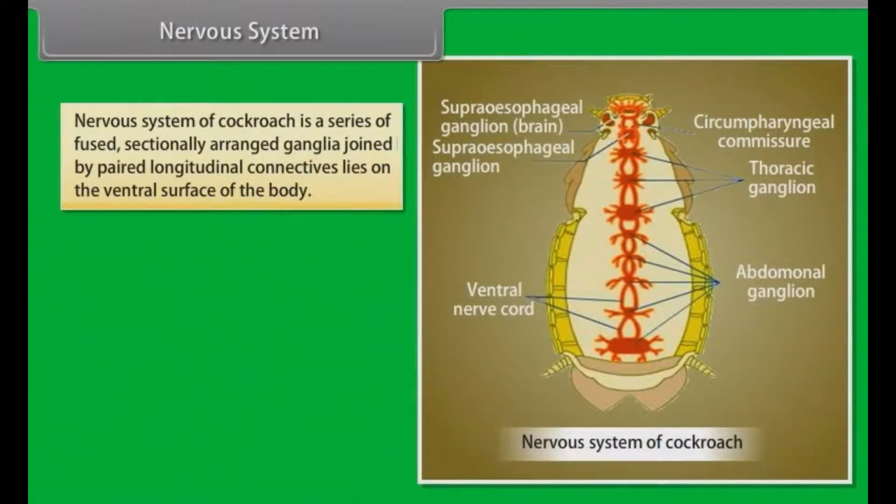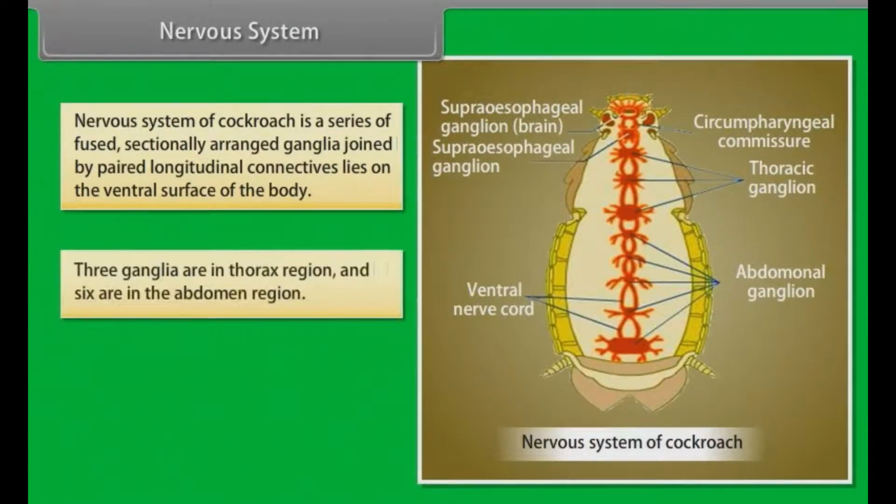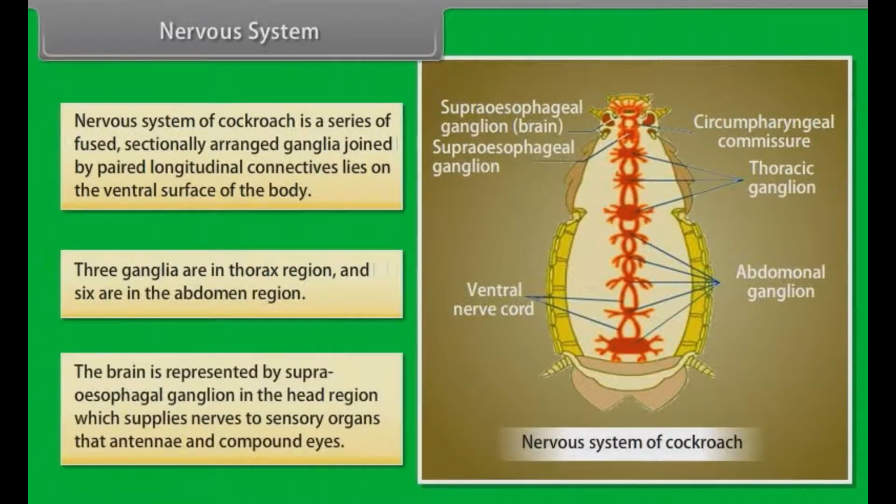Nervous system. The nervous system of the cockroach is a series of fused segmentally arranged ganglia joined by paired longitudinal connectives, which lie on the ventral surface of the body. 3 ganglia are in the thorax region and 6 are in the abdomen region. The brain is represented by the supraoesophageal ganglion in the head region, which supplies nerves to the sensory organs, that is, antennae and compound eyes.